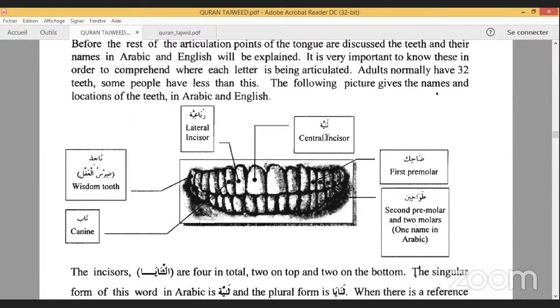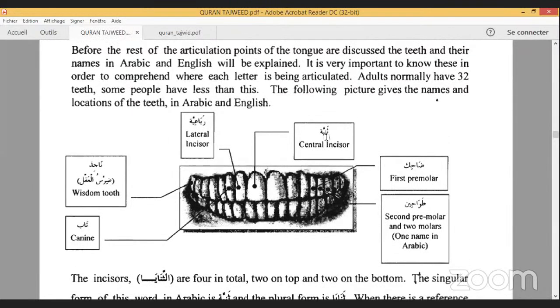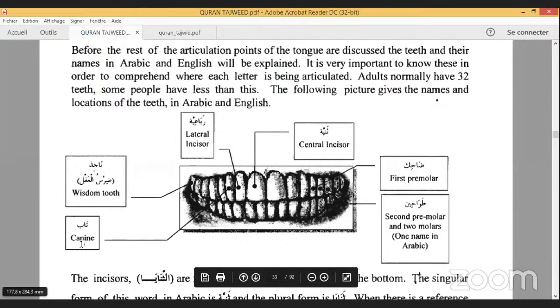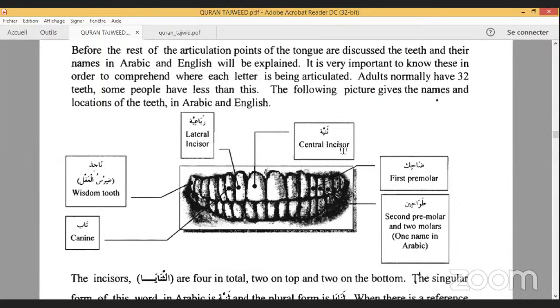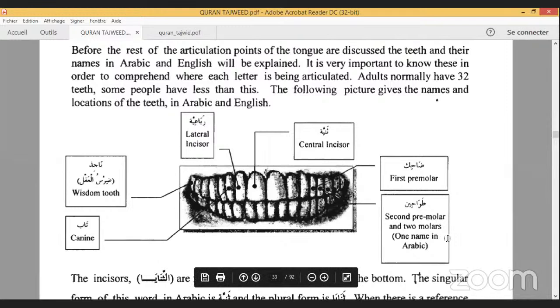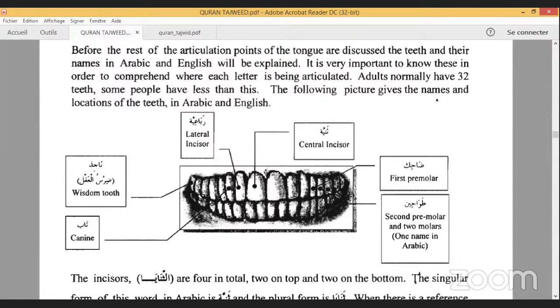Okay, we are going to speak about English and Arabic. We have it in other lessons, inshallah. So we have the canine. This is ناب, and we have ثنية, central incisor, and we have lateral incisor, رباعية, ra, not ro, and first premolar. This is طواحن, second premolar, and two molars in Arabic, and the wisdom tooth. This is ناجذ, we call it ضرس العقل in Arabic.